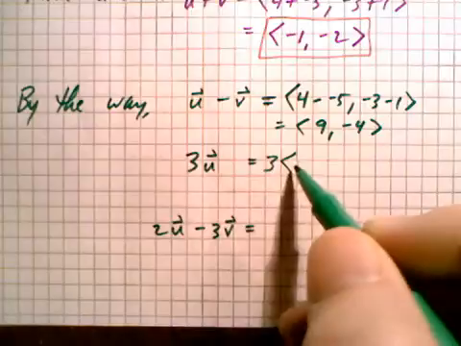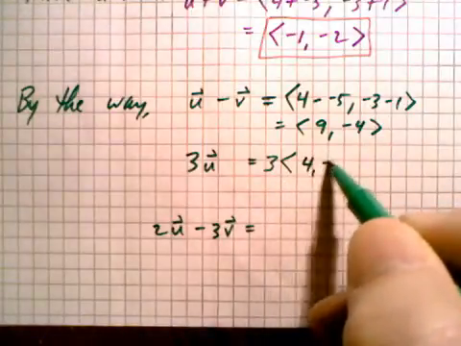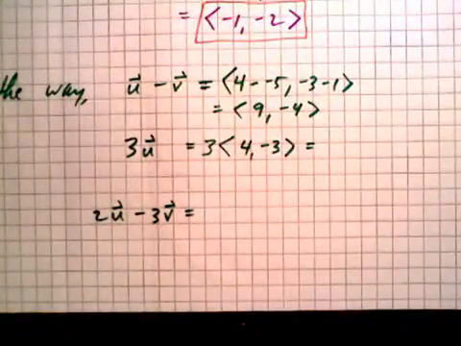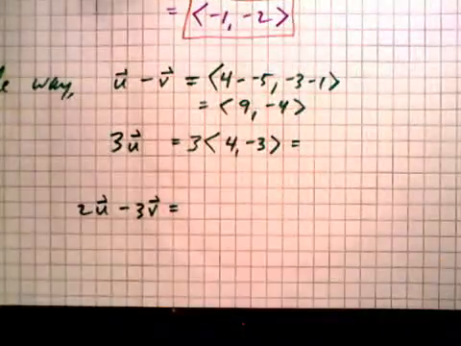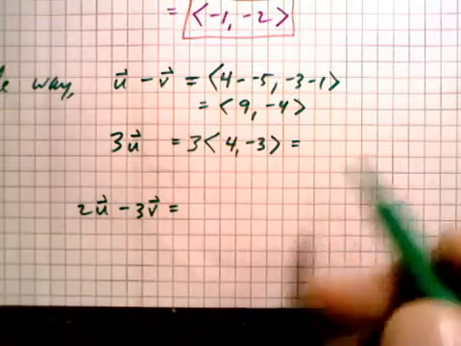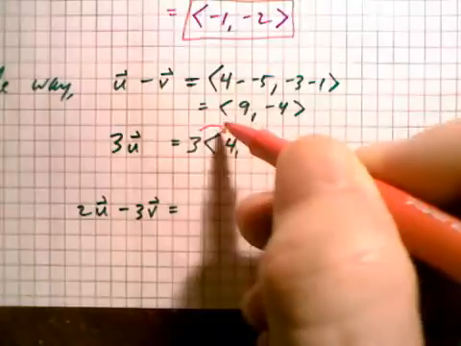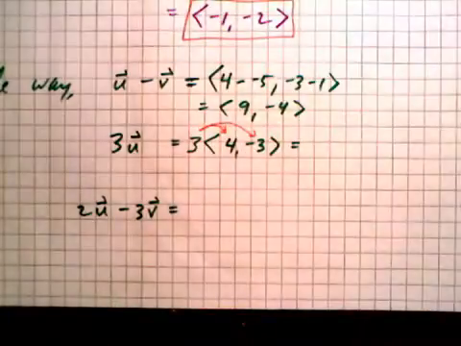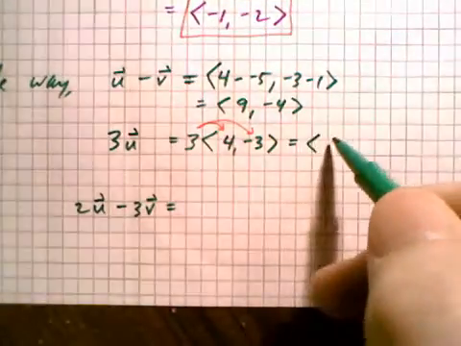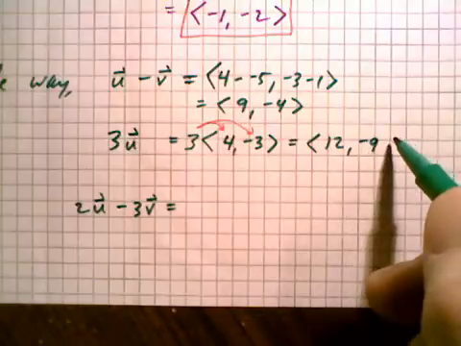Well, 3 times u, and we're using a different u obviously in this problem than we did in the original one, but u and v are what we normally use as letters for representing vectors. When we multiply a scalar by a vector, we distribute, just like if these were parentheses, using the distributive property. When we multiply 3 times 4, we get 12. And when we multiply 3 times -3, we get -9.